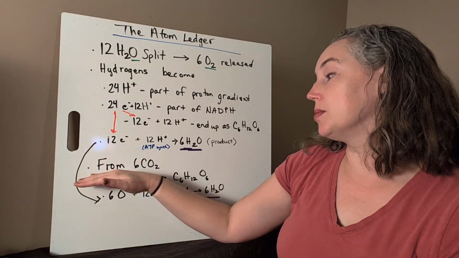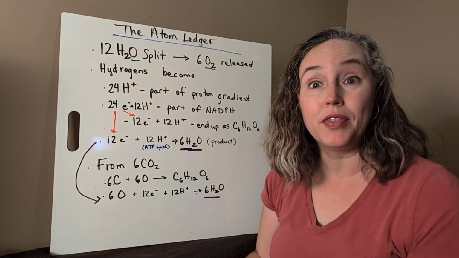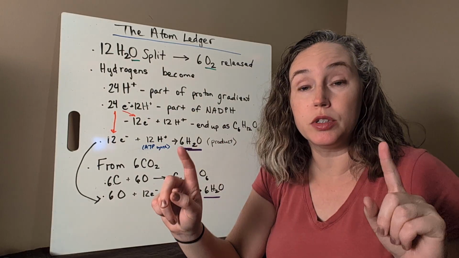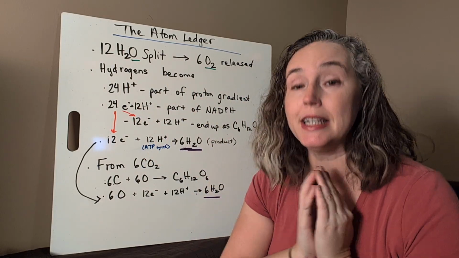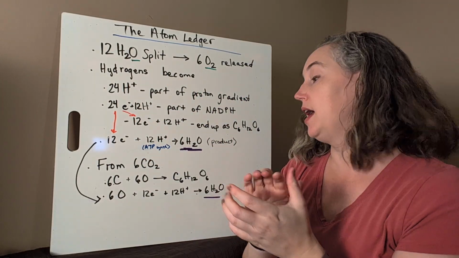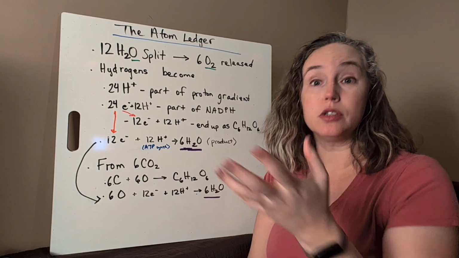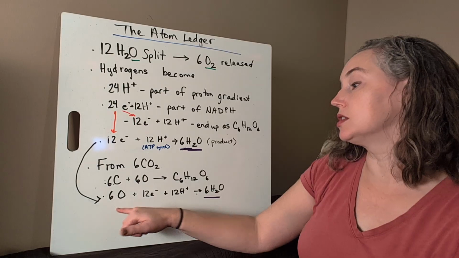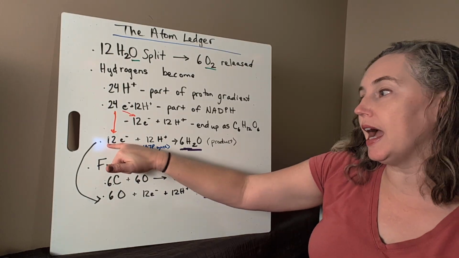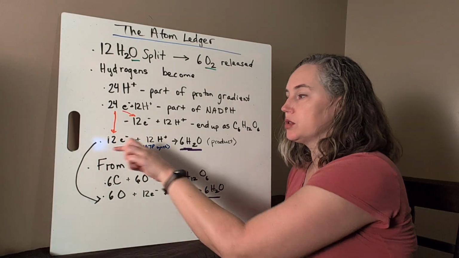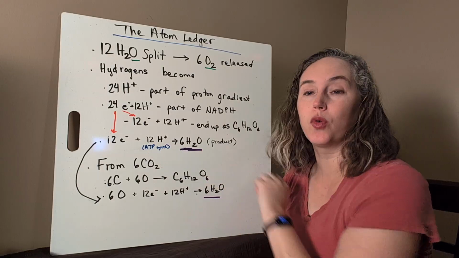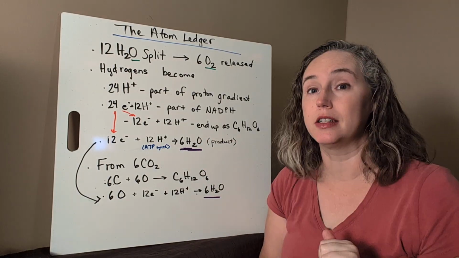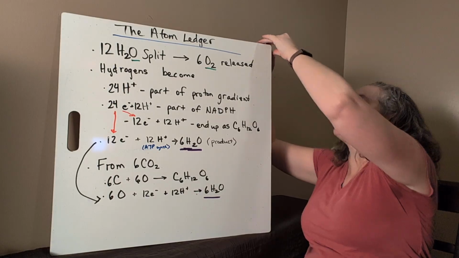Then from our 6 CO2, the 6 carbons that are individually floating around in CO2s will form, eventually at the very end, glucose. Half of the oxygens will also be part of that glucose molecule, and the other half of the oxygens are the 6 O's that catch these 12 electrons and 12 protons to form those new product side waters. So it's all part of that same process.